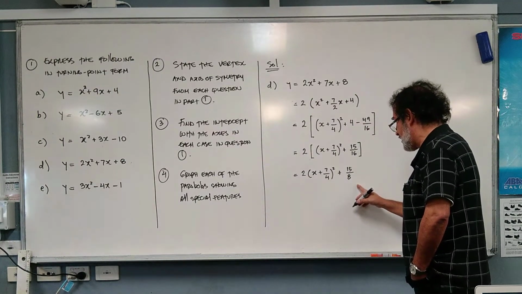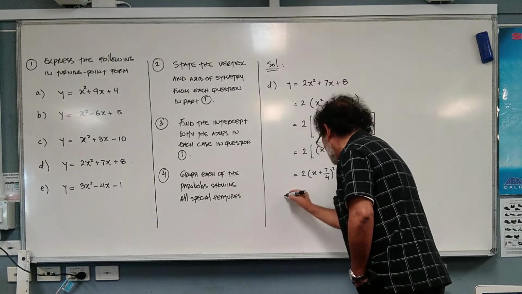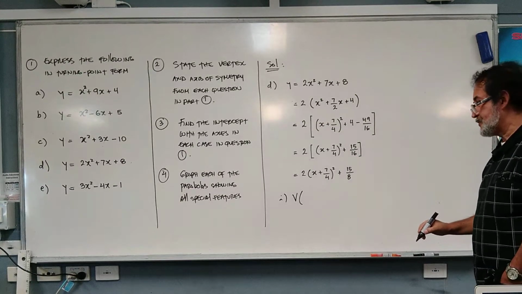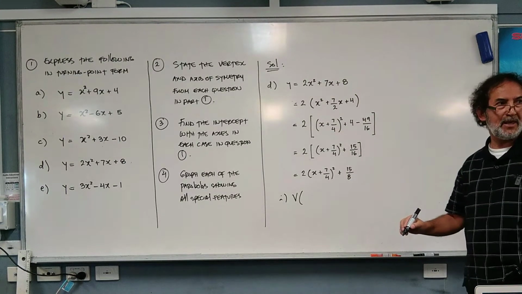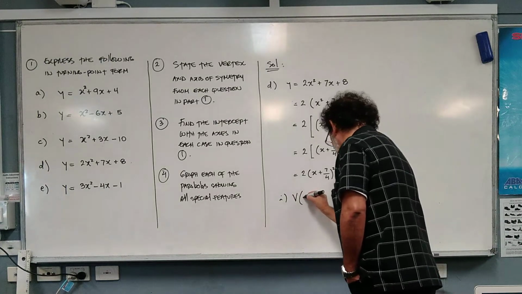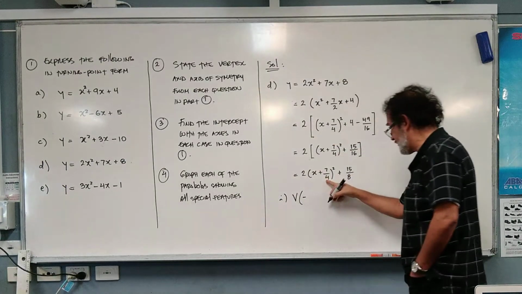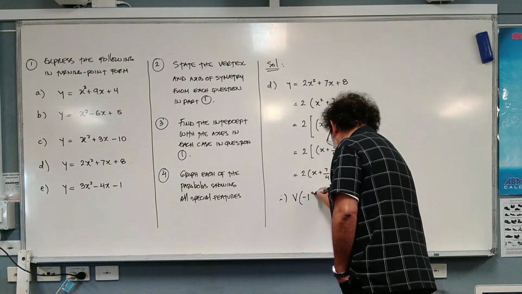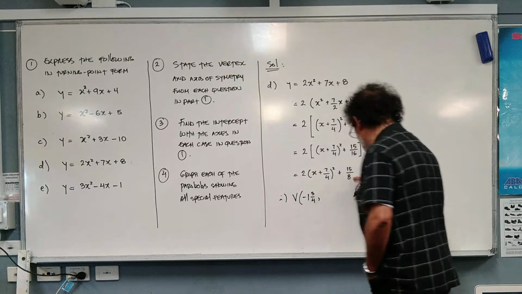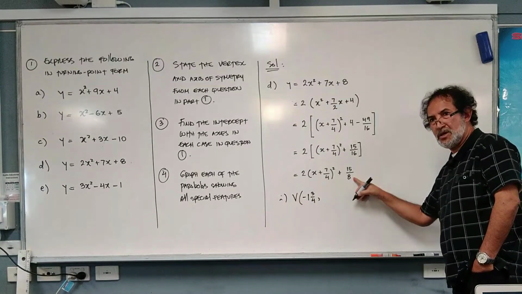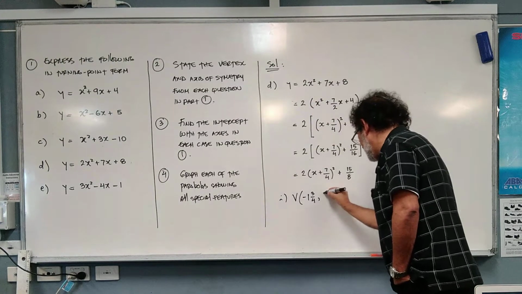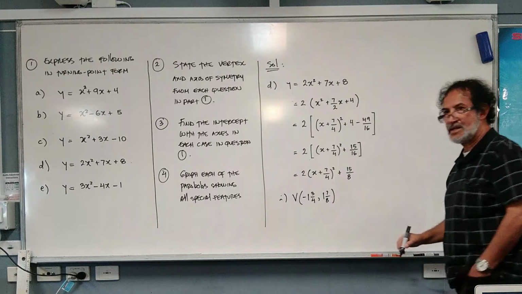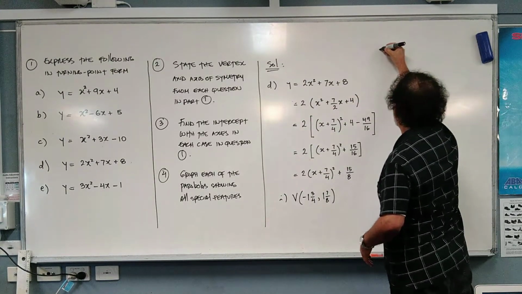Okay, and then we are ready. So we're going to say that the vertex is at the point where? Negative 7 over 4. Okay, so if you do this in mixed numeral, it's going to be negative 1 3/4. And for this one, what is that? 1 7/8. Okay, so that is where the vertex is. So we got the vertex done.